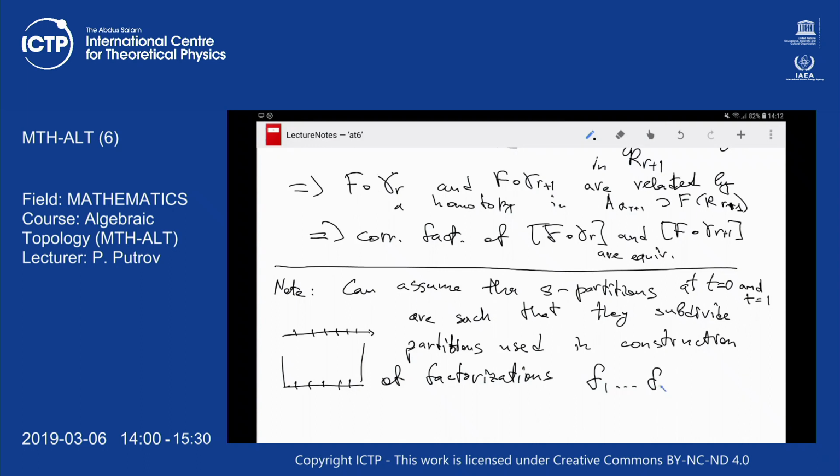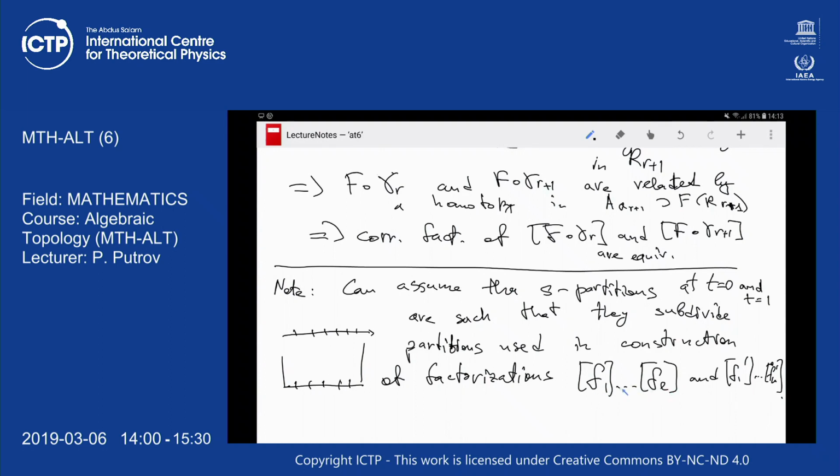F1 till FL and F1 prime till, sorry, what I mean. So the factorizations, this is a factorization which we want to show is equivalent. So let me elaborate a little bit on this.